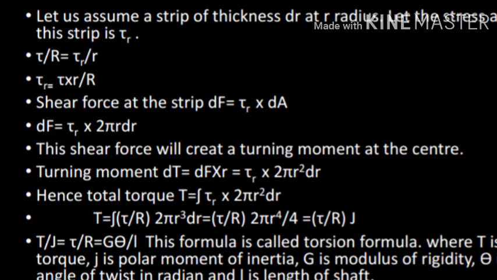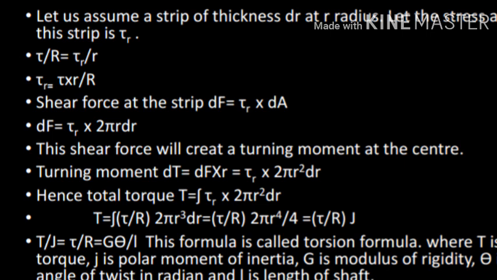Now putting the value of this tau r as tau into small r upon capital R, we get T equal to integration of tau by R into 2 pi r cube dr, or tau by R into 2 pi R to the power 4 by 4. This term pi R to the power 4 by 2 is called polar modulus, or it is represented by J. So we can say T equal to tau by R into J.